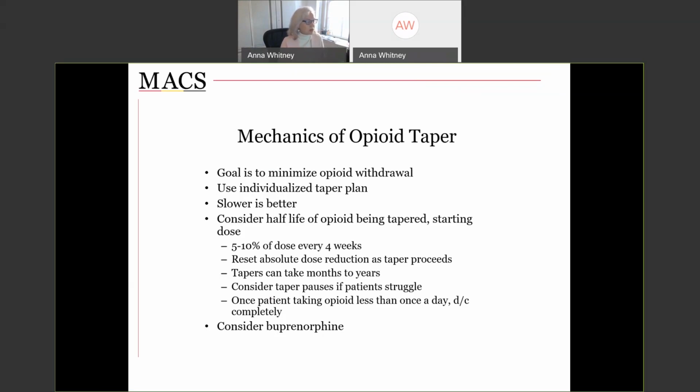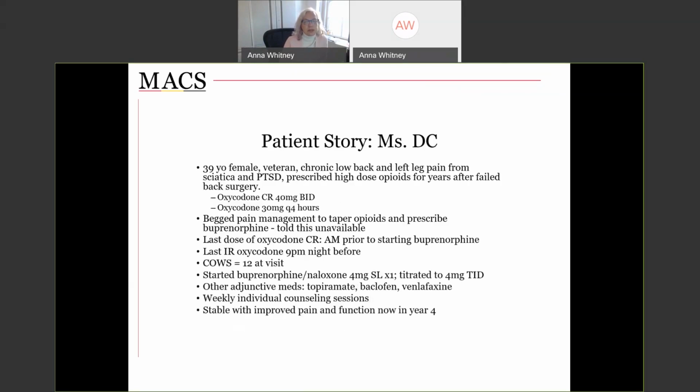So I'm going to share a story with you of a patient of mine, Miss DC, who is a 39-year-old woman. She's a veteran. She came to me with chronic low back and left leg pain from sciatica, and PTSD. She came because she'd been prescribed high dose opioids for years after failed back surgery. She had parachuted out of an airplane while in the service, and the parachute had not opened on time, and she ended up with significant fractures in her back, legs, and shoulders.